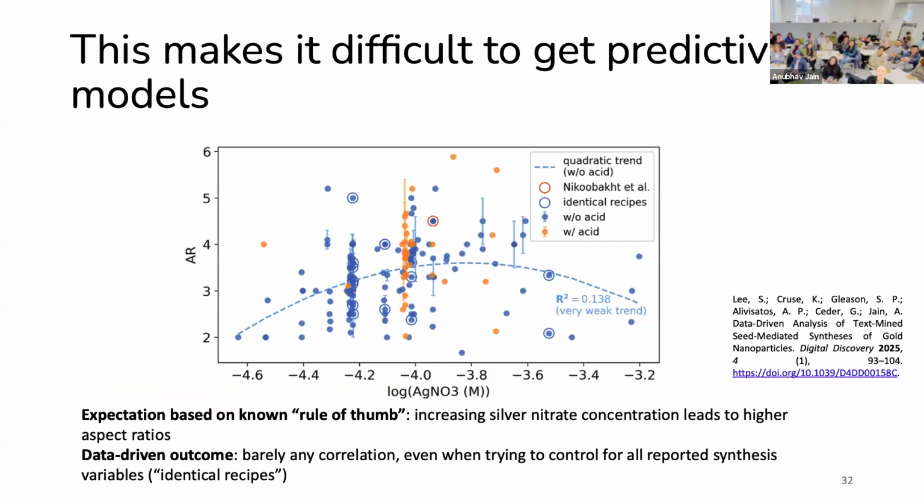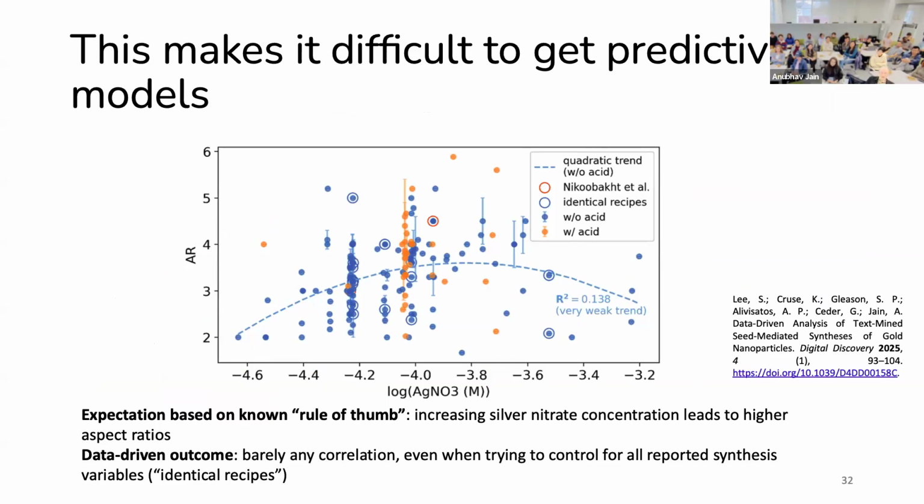We looked at, for example, gold nanorods. On the y-axis is the aspect ratio of your gold nanorods. Are they long and skinny, or short and squarish? And on the right is the concentration of silver nitrate you used in the solution as you made the gold nanorods. The known rule of thumb is that if you increase the silver nitrate concentration, you get higher aspect ratios. That's what you expect.